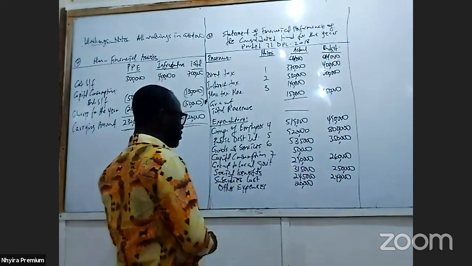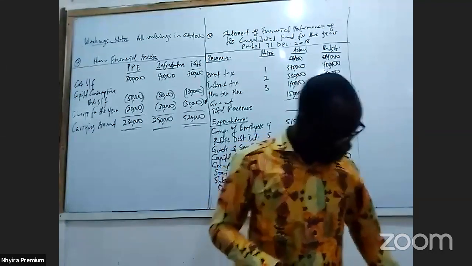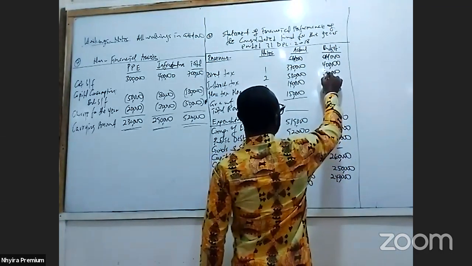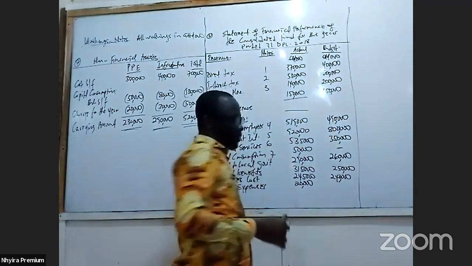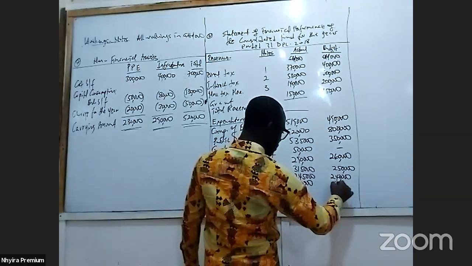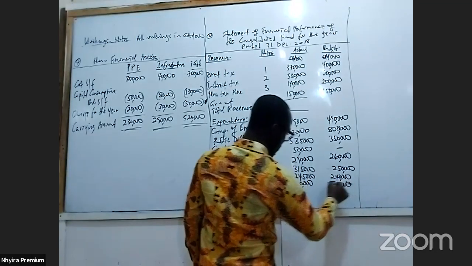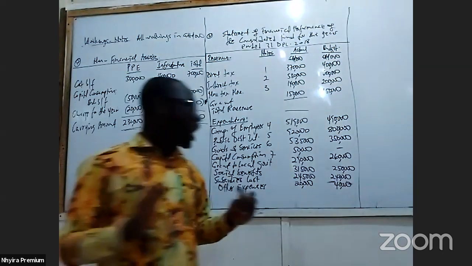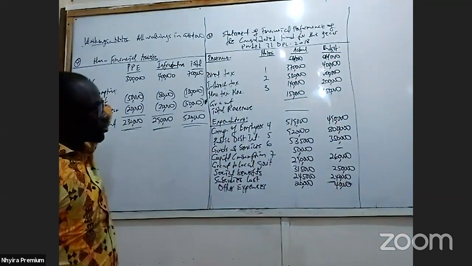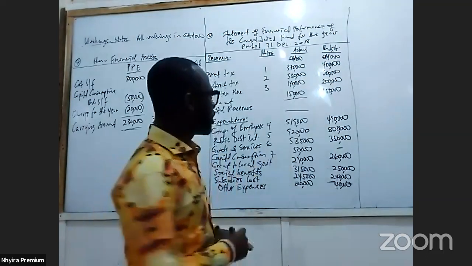Capital consumption, that is not part of our budget, so that is dash. Non-tax revenue, 200,000. Then other expenses, 40,000. We spent less than that. Does it make sense? So you see how neatly we have presented our solution. So let's get the totals up and then let's find out what is going on in here.